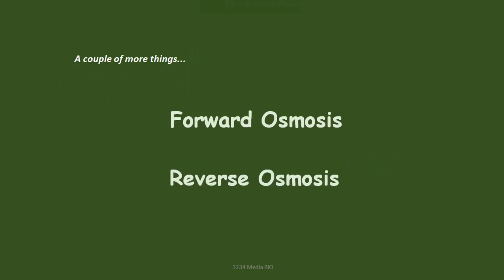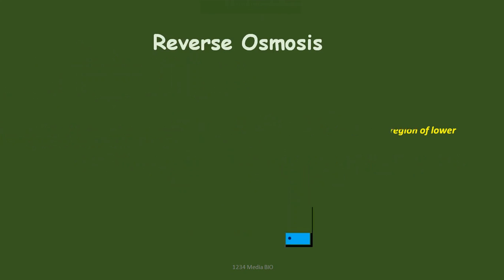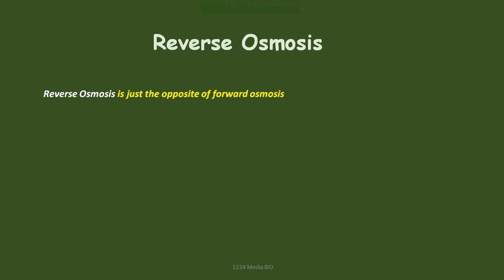A couple more things: forward osmosis and reverse osmosis. Forward osmosis is actually the normal osmosis. Here, solvent molecules tend to flow from a region of higher concentration to a region of lower concentration across a semi-permeable membrane. Reverse osmosis is just the opposite of forward osmosis.